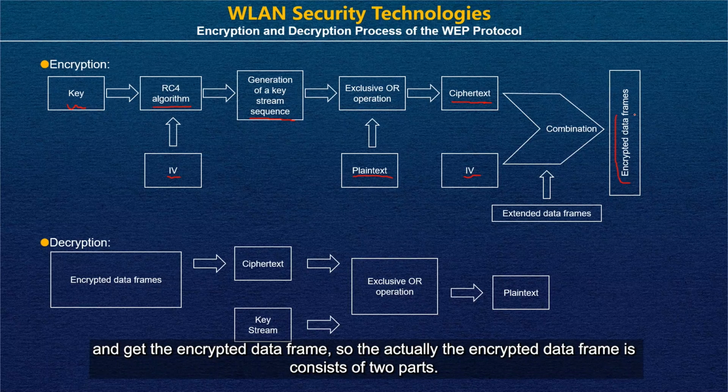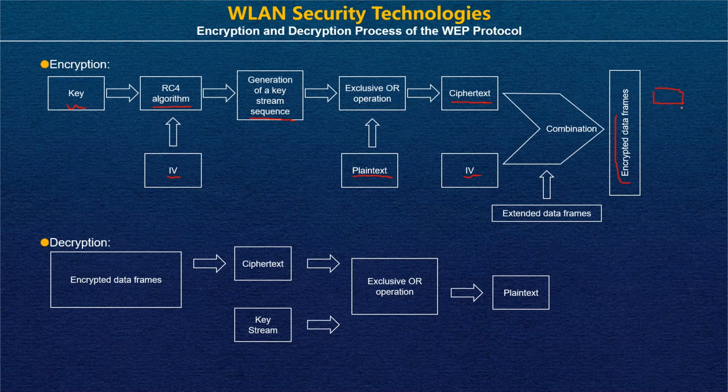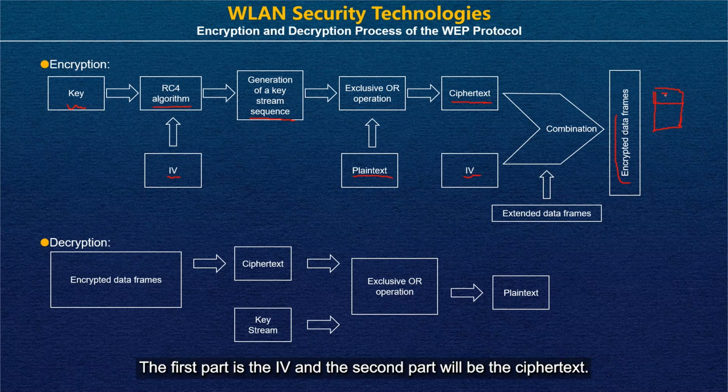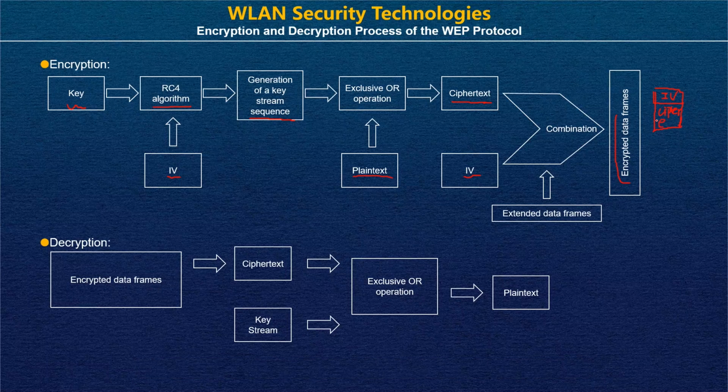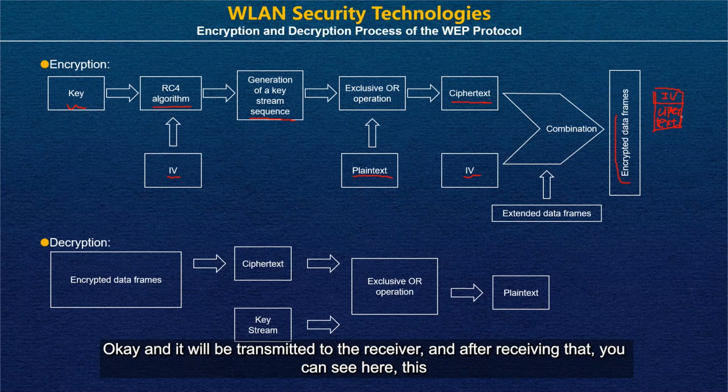The encrypted data frame consists of two parts. The first part is the IV, and the second part is the ciphertext. Okay, and it will be transmitted to the receiver.